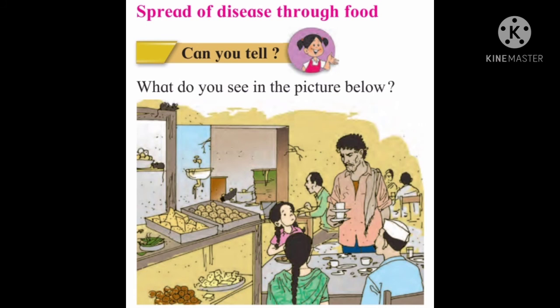Now students, let's do a small activity which is given on page number 122. They have asked us the question, what do you see in the picture below? As we can see from the picture that the food is kept open. People are being served this uncovered food and they are eating it. The man serving the food is wearing dirty clothes. There is no cleanliness maintained in the restaurant.